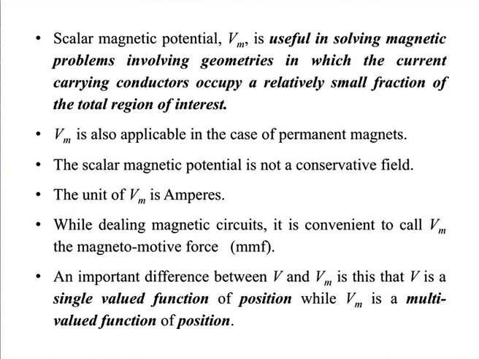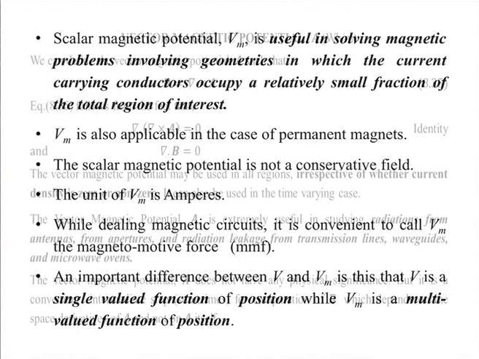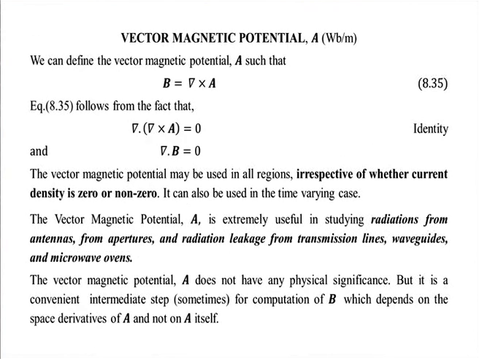When we compare V and Vm, it is found that V is a single valued function of position, while Vm is a multi-valued function of position. Next we come to vector magnetic potential denoted by A, whose unit is Weber per meter. We can define the vector magnetic potential A such that B is equal to curl of A. We get this expression from the fact that the divergence of curl of any vector A is equal to 0, and we also have del dot B is equal to 0. If we compare the two, we get B is equal to curl of A.